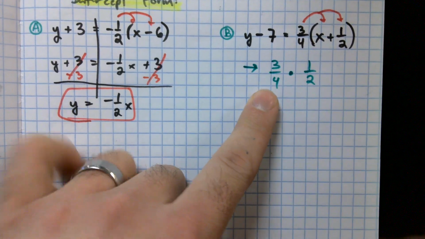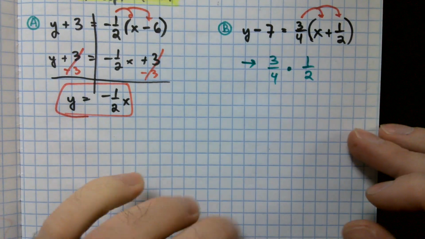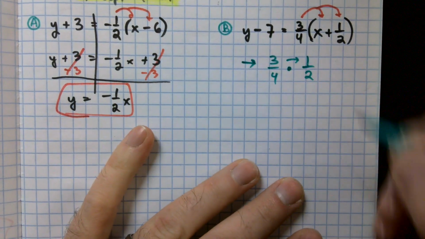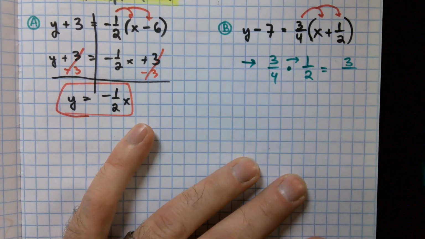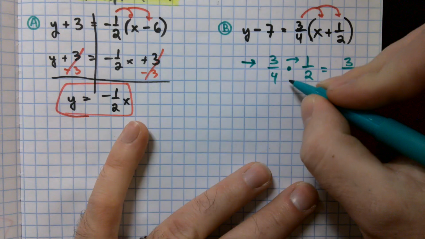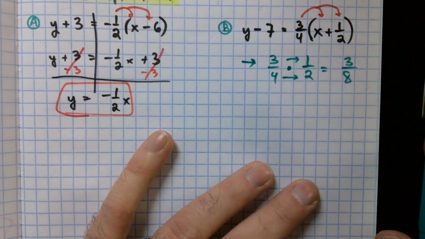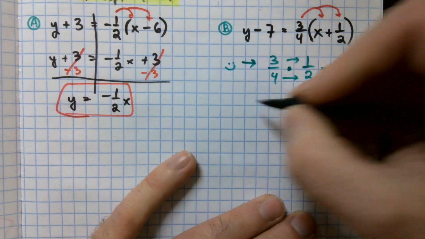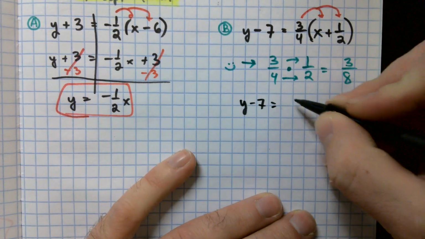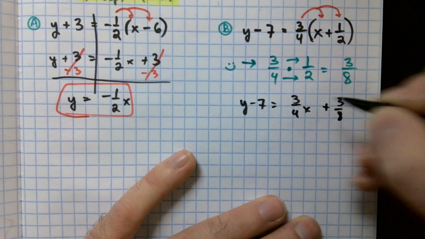If I have 3/4 times 1/2, what do I do with my numerators? Multiply them. What is 3 times 1? 3. What do I do with my denominators? Multiply them. What's 4 times 2? 8. Very nice. All right, back to the problem. We got y minus 7 equals 3/4 x plus 3/8.